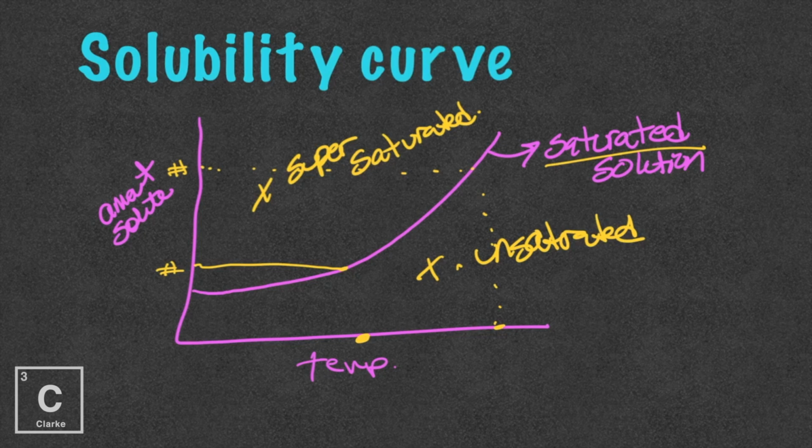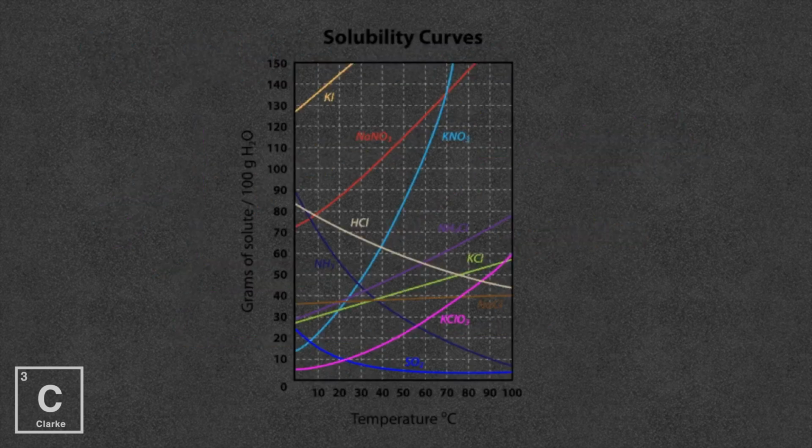Let me show you an example of a solubility curve that has lots of chemicals on it. I know that's kind of a lot, right? Let me point out a couple of things. Most of these are solids, and I can tell that this is a solid, this is a solid, this is a solid, and so on. You get the idea, lots of solids.